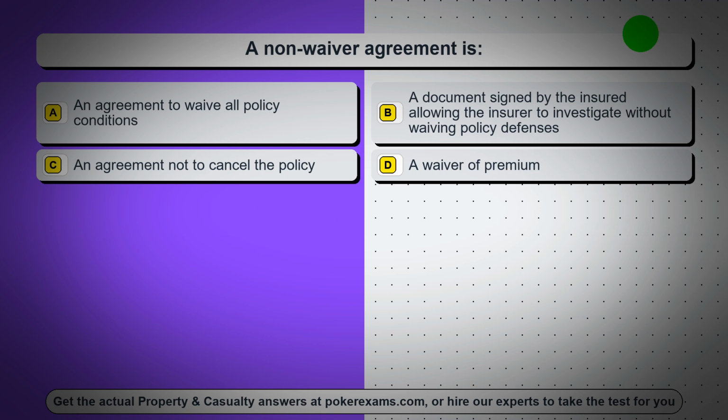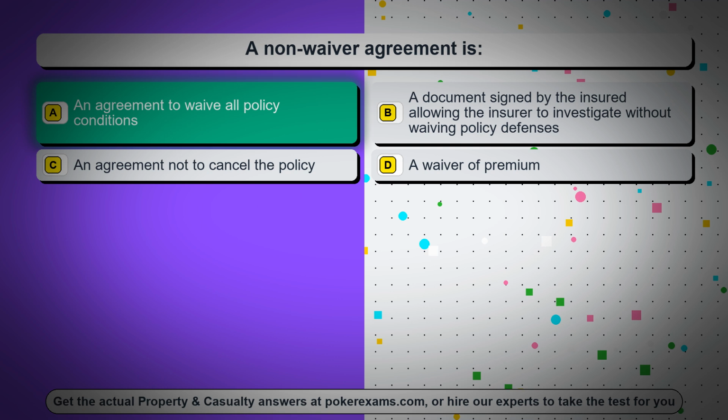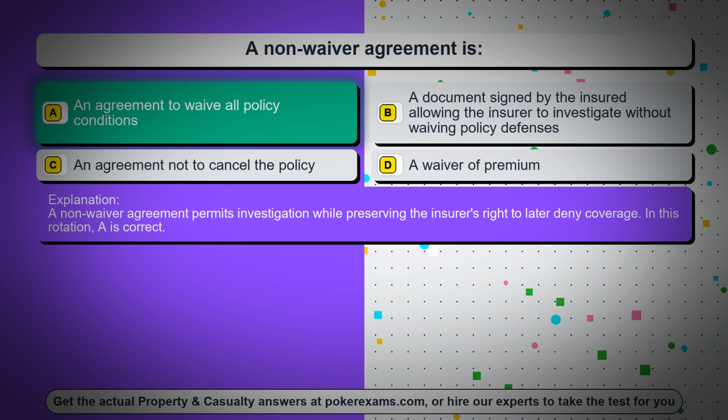Question 37. A non-waiver agreement is option A, an agreement to waive all policy conditions. Option B, a document signed by the insured allowing the insurer to investigate without waiving policy defenses. Option C, an agreement not to cancel the policy. Option D, a waiver of premium. The correct answer is option A. A non-waiver agreement permits investigation while preserving the insurer's right to later deny coverage. In this rotation, A is correct.